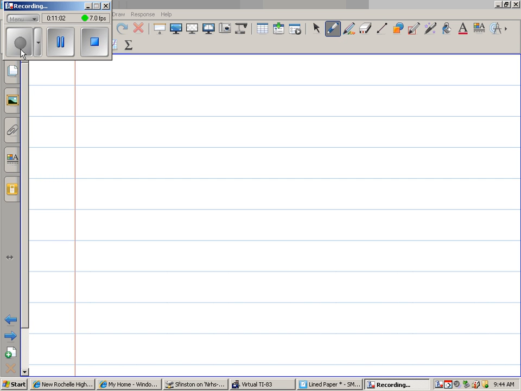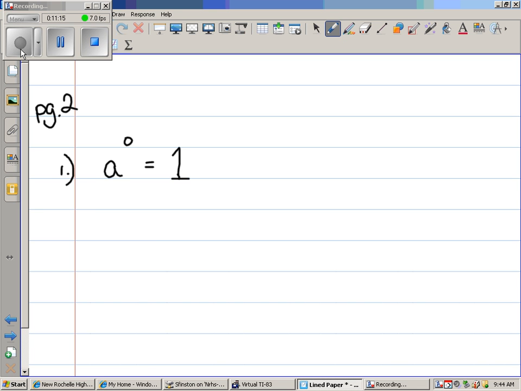We're on the back of the page, page 2. Does anybody know the rule for raising stuff to the 0 power? Absolutely. Anything to the 0 power is just 1. And they try and do some crazy nonsense.